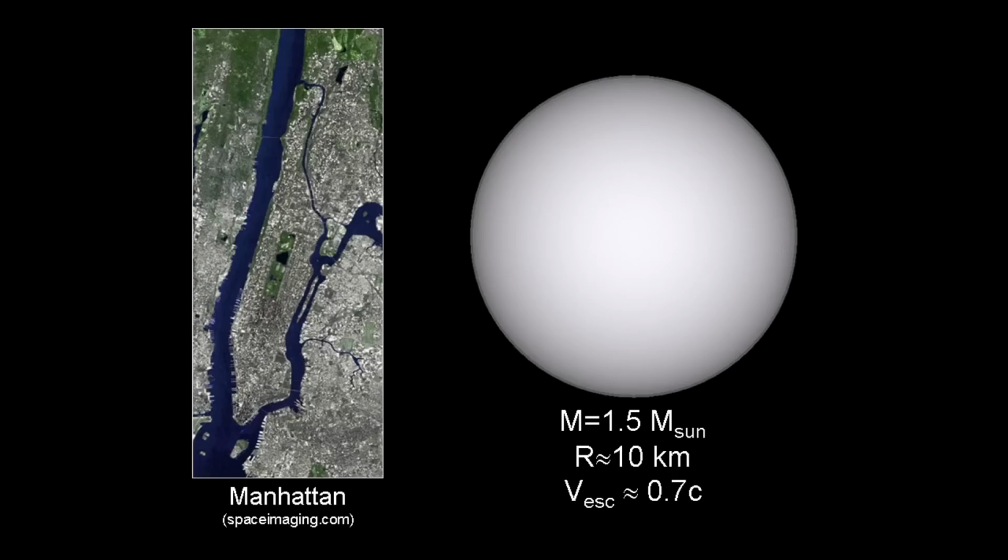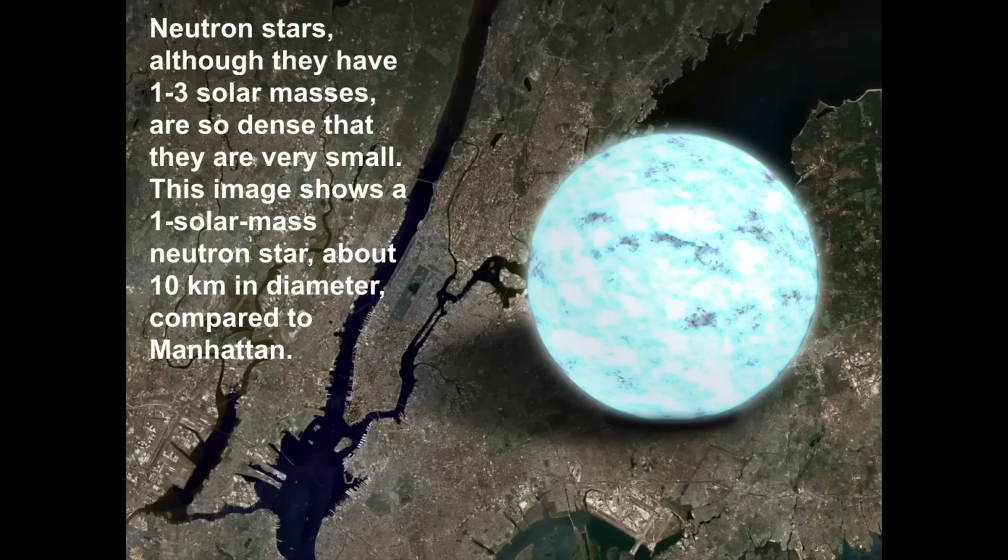How small? Remember, these objects are about the size of the island of Manhattan, about 10 miles or so across, about 10 kilometers across, and say the mass is about 1.5 times the mass of the sun, and that's an incredibly packed object. And the escape speed is about 0.7 c, or about 70% the speed of light. So these things are tiny. And they're about 1.3 solar masses.